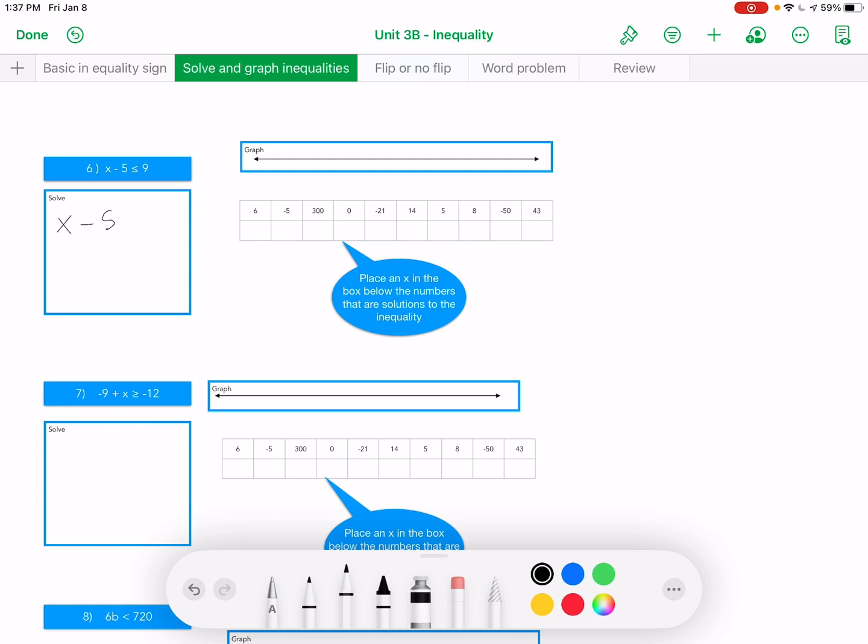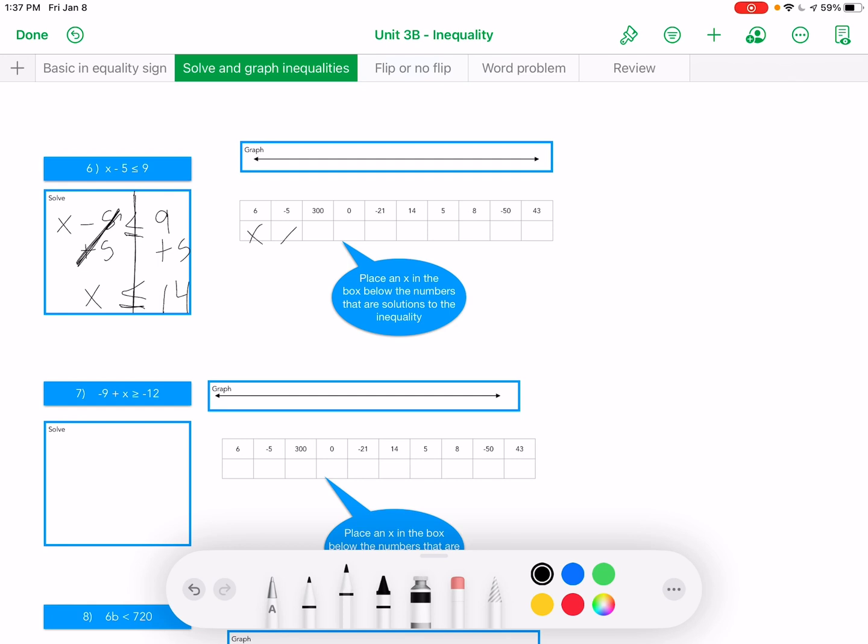X minus 5 is less than or equal to 9. I'm going to draw my line. The opposite of subtracting 5 would be adding 5 to both sides of the equation. Negative 5 and positive 5 pair out. X is less than or equal to 9 plus 5, which is 14. So we want something that is equal to or less than 14.